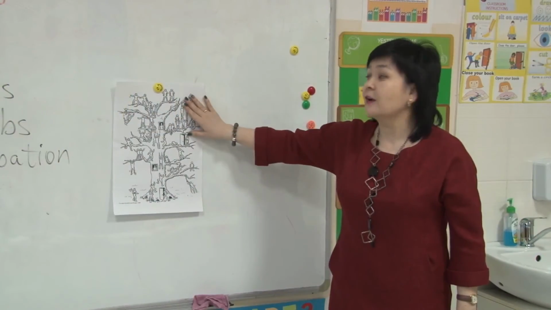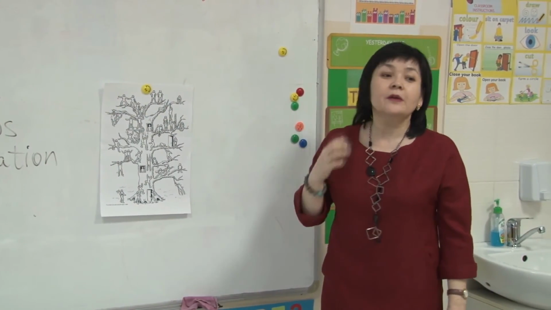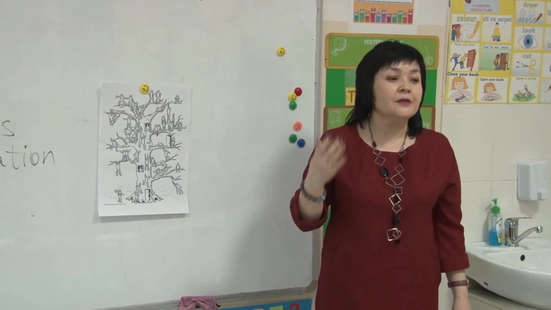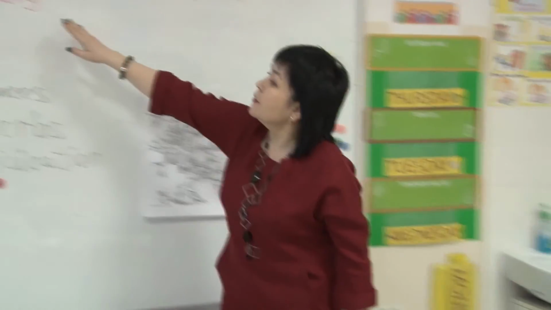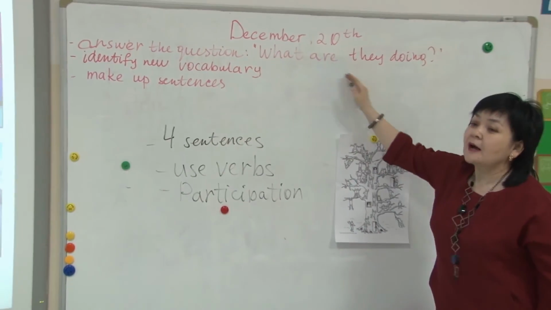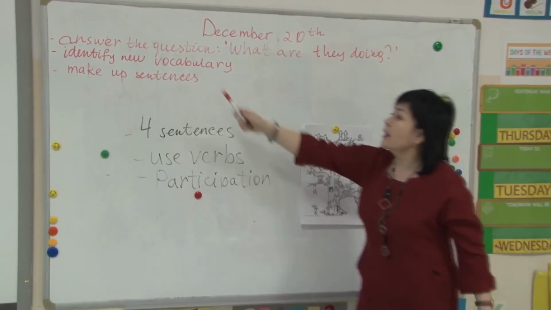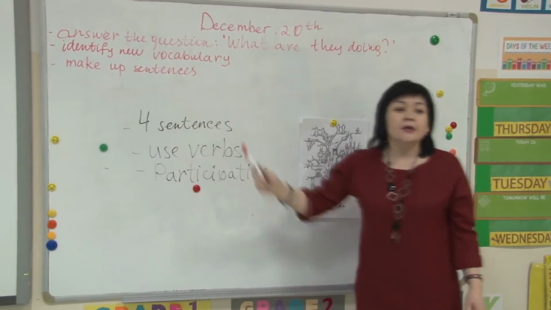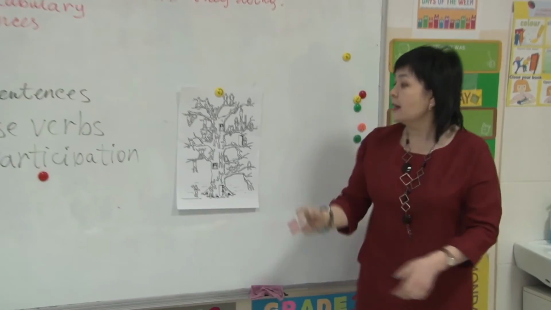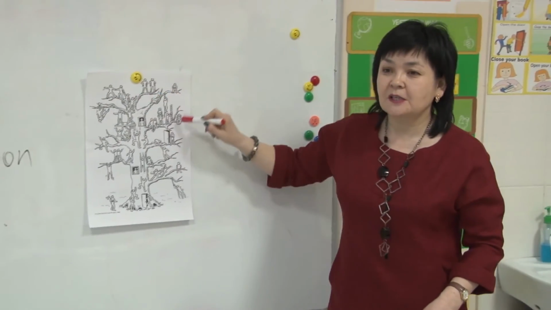This is an evaluation tree. So we need to see where you are in relation to lesson objectives. Whether you can answer the question, what are they doing? Can you identify new vocabulary? And can you make up a sentence? You need to come up here and find your position here.